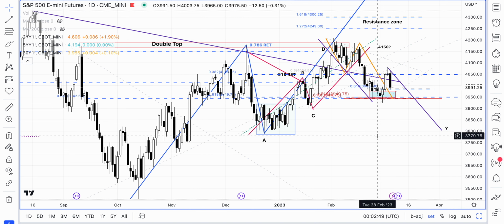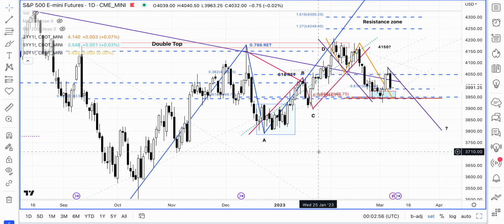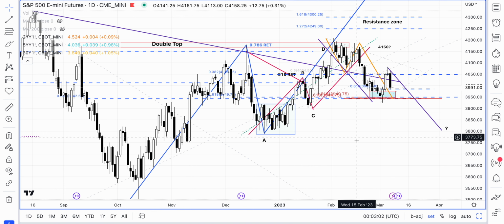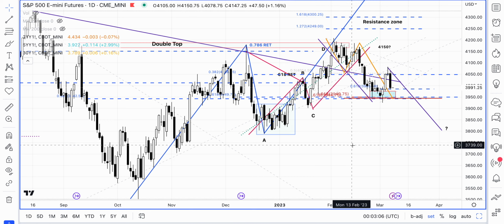With the 2 year yield being close to 5%, I wouldn't be surprised if there is some pressure on the yields tomorrow towards the downside, and that might help the equities as well. But we'll have to see. Who knows what's going to happen?